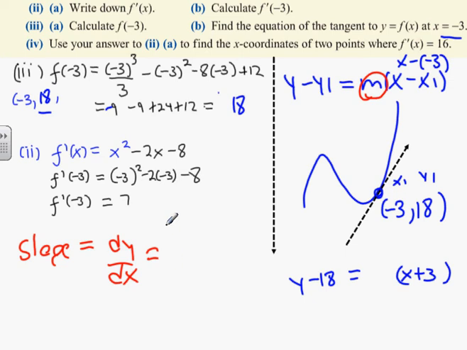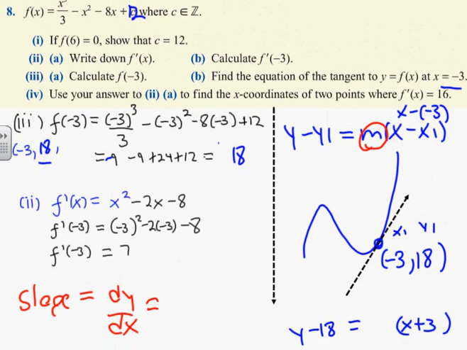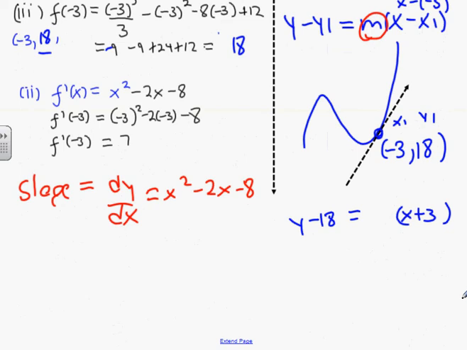Now lads, what is the first derivative? We did it earlier. We have it here: x squared minus 2x minus 8. To find the slope, what do we need to replace x with? Minus 3. It's already done here, isn't it? So it's 7. So the slope is 7. Multiply it out: 7x plus 21. Bring the 18 over to your side.